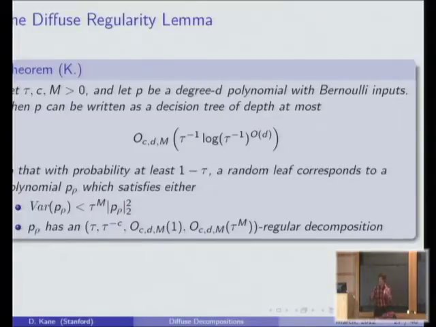What we can do is write it as a decision tree of depth about tau inverse, such that with probability 1 minus tau over a random leaf, the resulting polynomial is either, well, its variance is much smaller than its squared L2 norm, i.e. it's constant up to a small relative error, or it has a tau to the minus c, O of 1, O of tau to the m, regular decomposition.